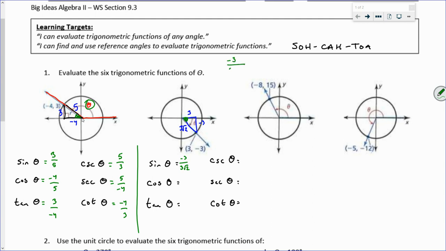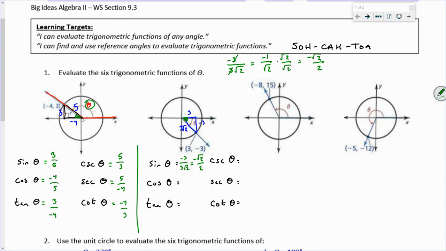-3 over 3 root 2. We're going to cancel 3's and have -1 over root 2. Don't like radicals on bottom, so multiply by root 2 over root 2. And we get negative root 2 over 2. And that simplifies out. So negative root 2 over 2 is an answer we're really looking for.